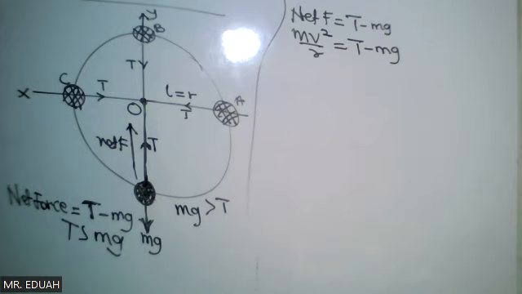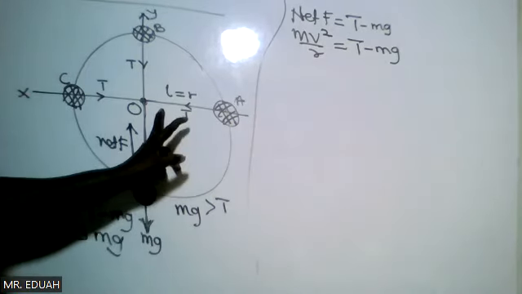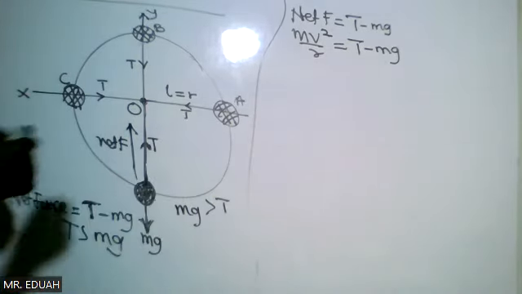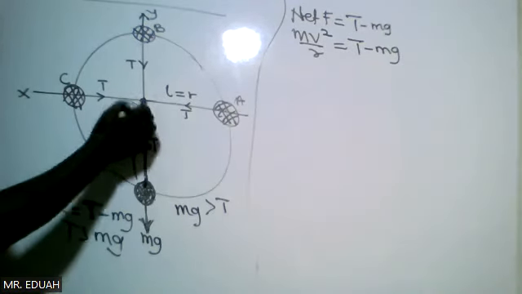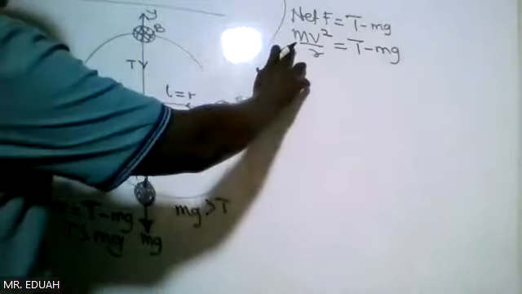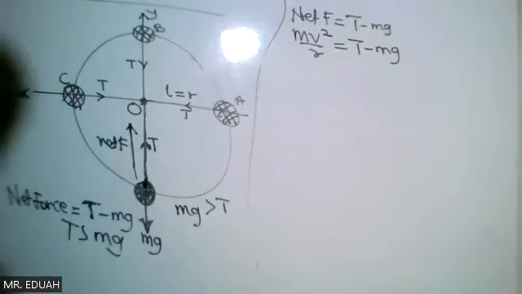Yes, please. So we equate the centripetal force mv squared over r to the net force, because the net force always takes the direction of the larger force. This larger force acts along the radius and is directed towards the center. That is the reason for equating mv squared over r to the net force.